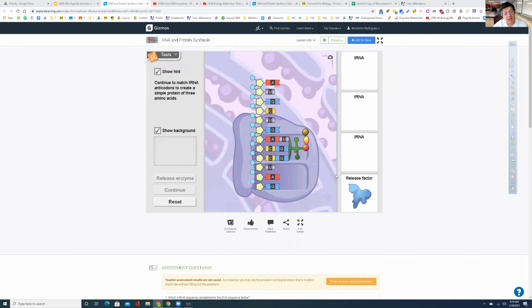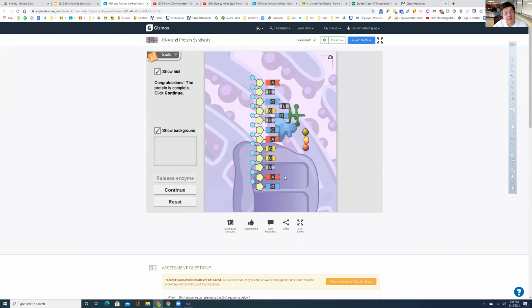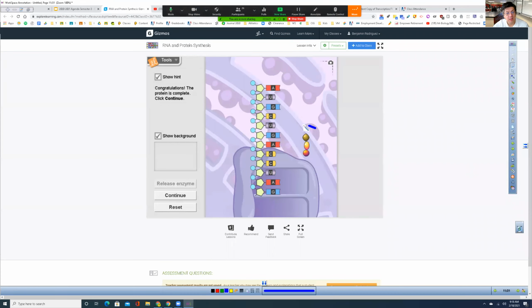UAG. So now what's going to happen is there's this other little molecule that gets attached, and that tells the ribosome, hey, you're done. You've been successful, and you made the protein. You did your job.